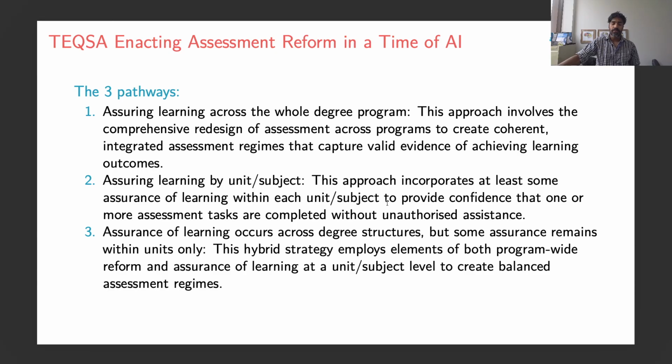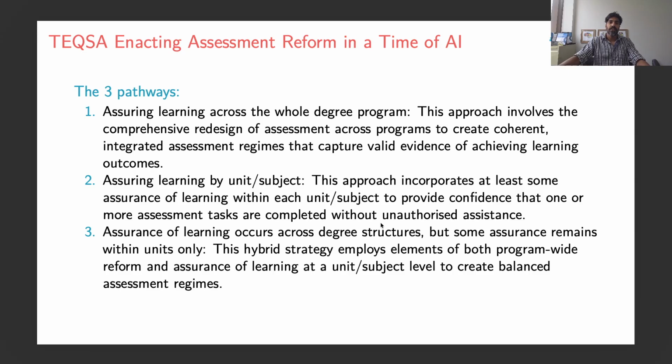And then the second approach acknowledges, look, not every university can feasibly completely redesign their entire program and degree structure to address AI. They may not have the resources or time to do so effectively. So there's the assurance of learning by unit or subject. This approach incorporates at least some assurance of learning within each unit or subject. So in every unit, perhaps some assessments are designed to be tasks that assess the critical competencies required for that unit, and then other assessments are enabled to use AI ethically and effectively for the students' learning.